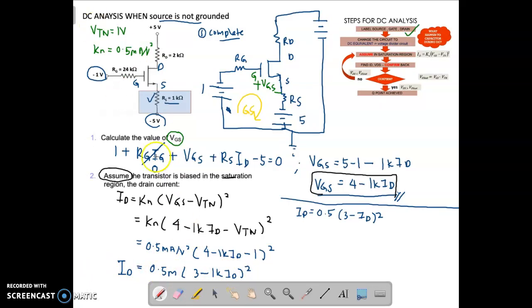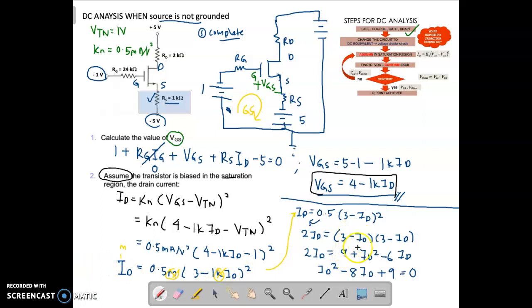So if you see here, you have what we call milli here, and we have 1K here, right? And your ID will always be in milli. So what you need to do now, because this is a quadratic equation, you're going to drop the milli and you're going to drop the K. So you're going to get ID equals 0.5 times (3 minus ID) squared. So now rearrange this equation until you get a quadratic equation. So 0.5, you bring here, becomes 2ID equals 3 minus ID, 3 minus ID.